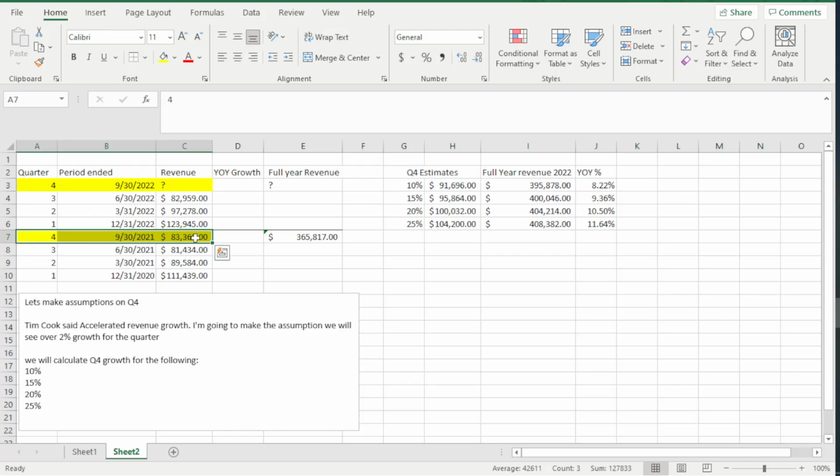Now keep in mind that Mr. Tim Cook told us that we were going to see accelerated revenue growth in Q4. So what could that be? I would assume it's going to be more than the 2% that we got this quarter. So I'm making the assumption that for Q4, we could see 10%, 15%, 20%, or 25% revenue growth.